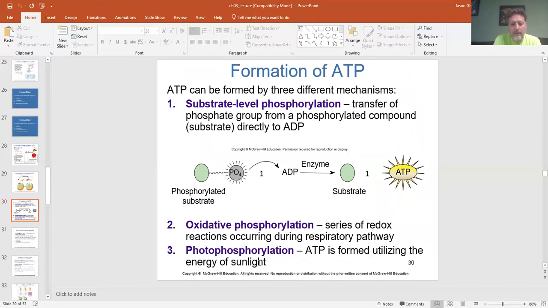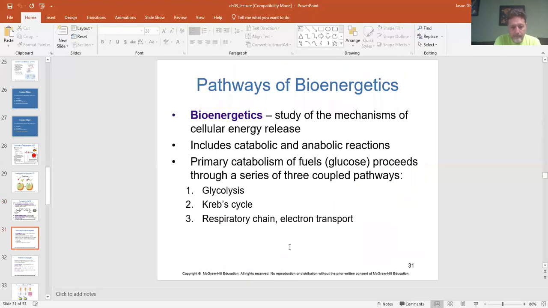There are a few others of these. Most of the ones that we're going to be talking about are substrate level and oxidative phosphorylation. I don't go into photosynthesis very much in this class, but again, it's just about adding a phosphate. So how do we get energy for life? There are three main pathways. The aerobic pathways are glycolysis, the Krebs cycle, and then the respiratory chain.